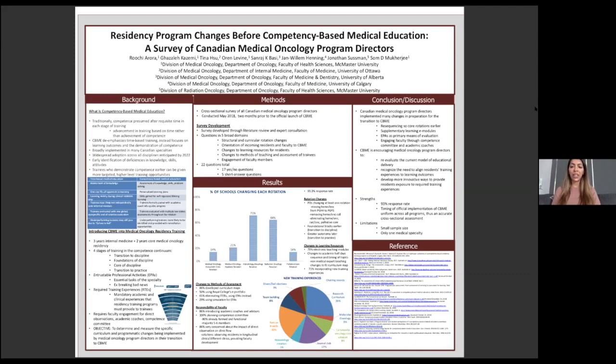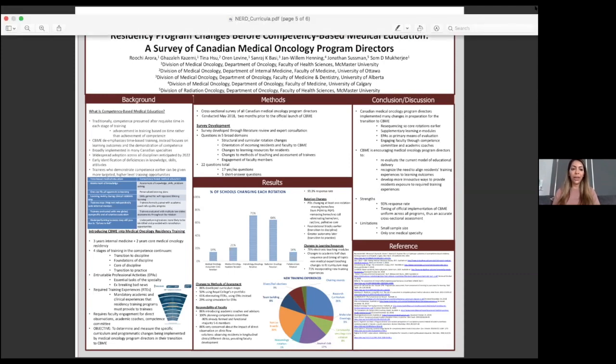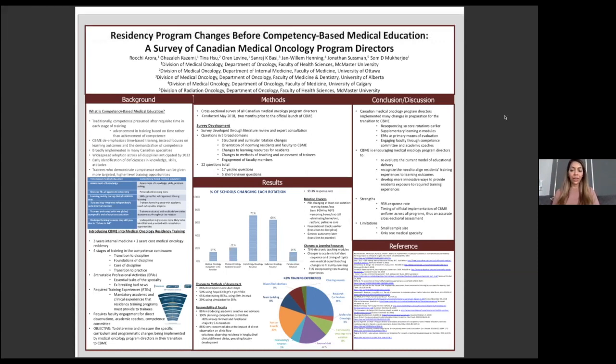So how does this fit into medical oncology residency training? Well, medical oncology training involves 3 years of internal medicine, followed by 2 years of core medical oncology training. During all this training in medical oncology, there are 4 stages along the competence curriculum. I have a figure of that here that's been presented by the Royal College. Those 4 stages are transition to discipline, foundations of discipline, core of discipline, and transition to practice.